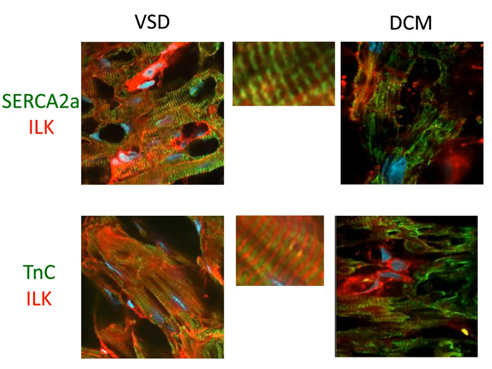So you can see in the big picture of the VSD and then a close-up in the middle image, which shows that they overlap almost perfectly. Now in the DCM, or failing heart picture, you can see that they don't overlap well at all. So there's loss of the association between integrin-linked kinase and SERCA2a.